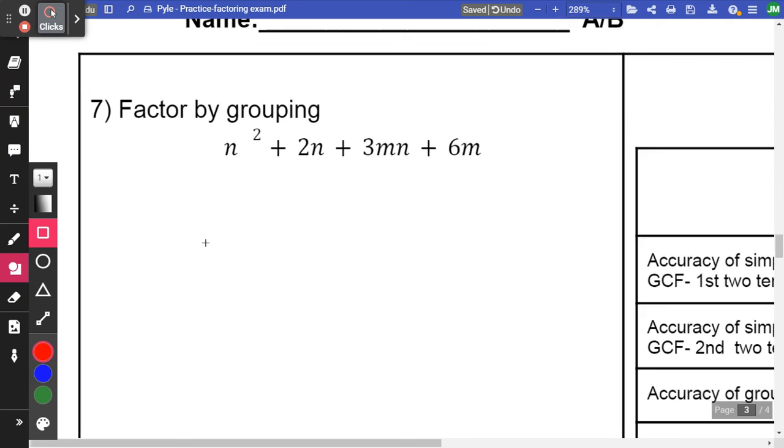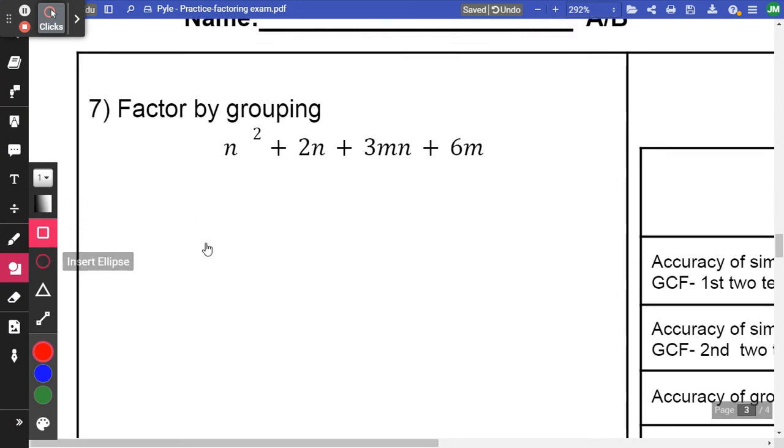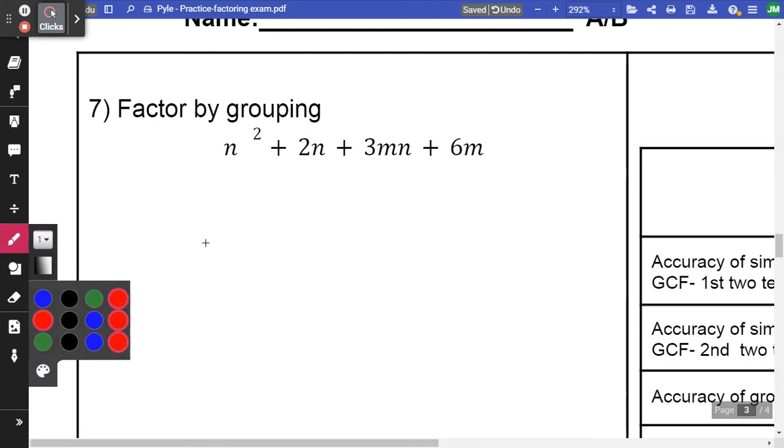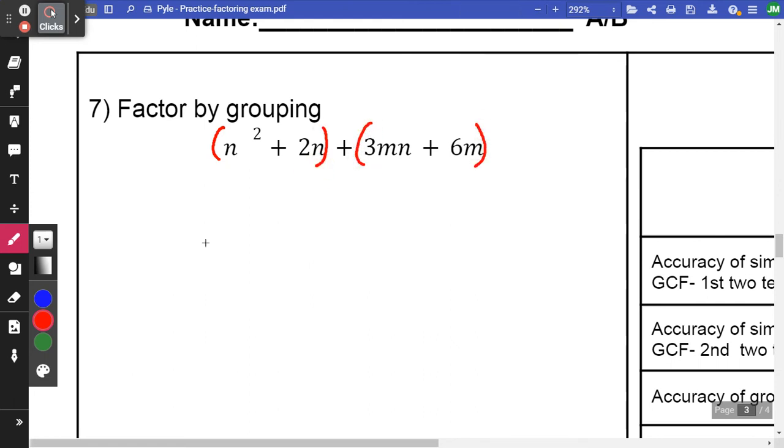All right, number 7 says factor by grouping. So we're going to check the third term. It's positive, so we can safely proceed and group the first two terms and the last two terms. All right, the greatest common factor between the first two is just 1n. And then the greatest common factor between the last two includes a 3 and an m. So we can divide out the 3m for both of these.